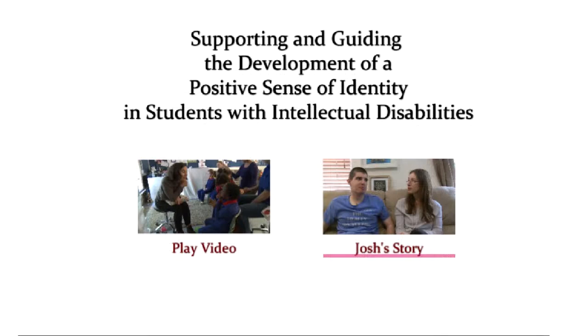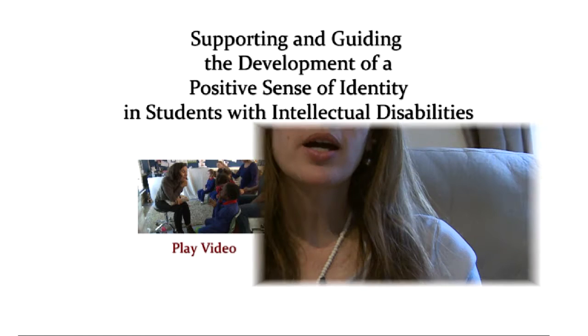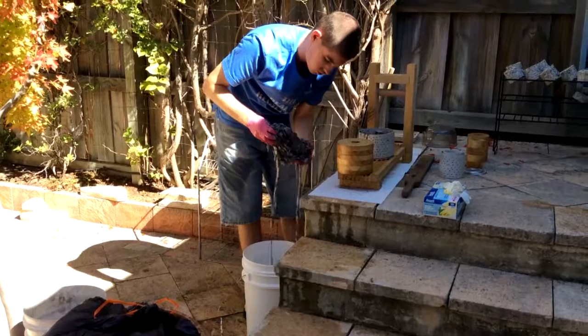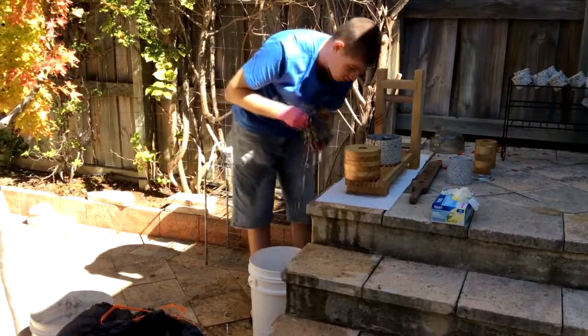When you return to the menu on this DVD, you'll see a button labelled Josh's Story. This story is a real-life example of how Deb has been able to foster a positive identity in her son Josh by following his interests, creating a support group, and encouraging Josh to develop his skills.